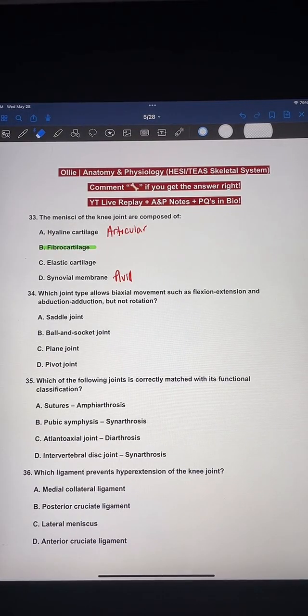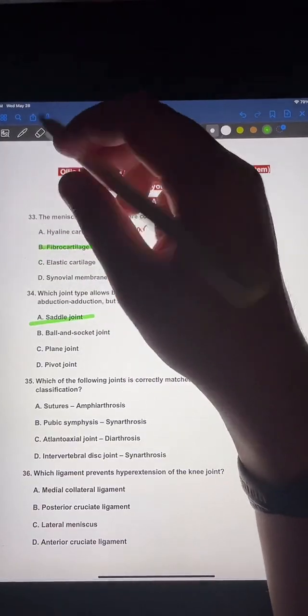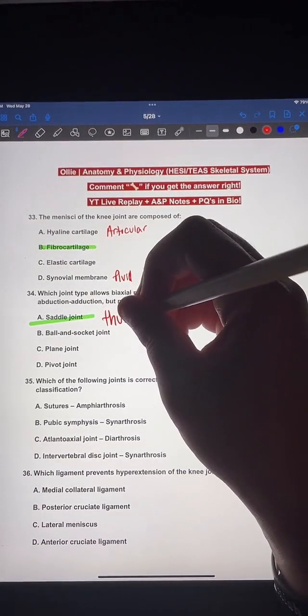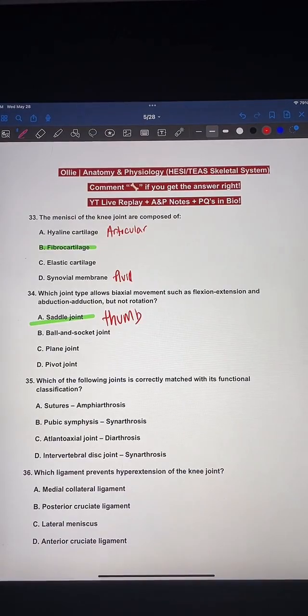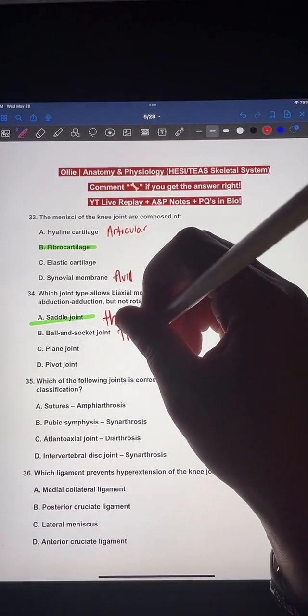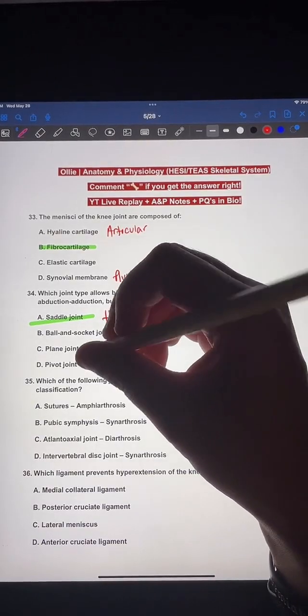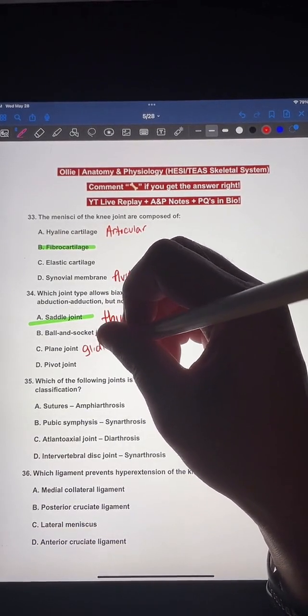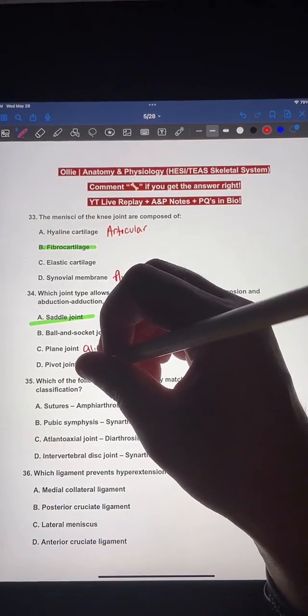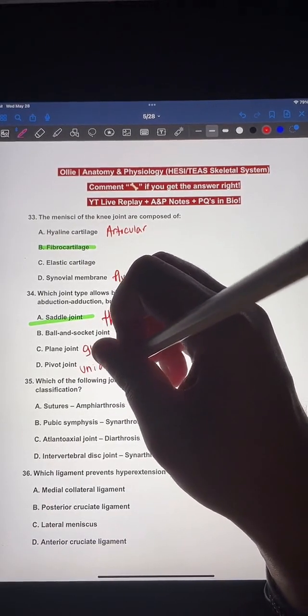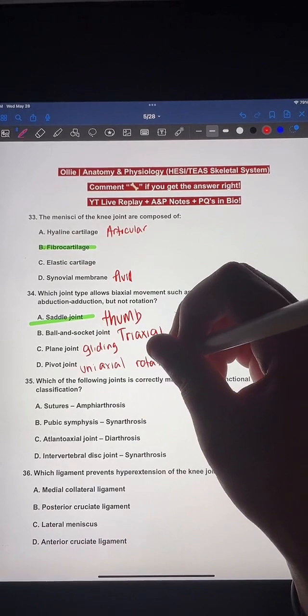Number 34, which joint type allows for biaxial movement, such as all those movements? I mentioned the answer is A. It is our saddle joint, which is like at our thumb. So it allows movement in two different planes. Ball and socket is a triaxial joint. The plane joint is gliding. And the pivot joint is uniaxial, which is the rotation that we talked about earlier.